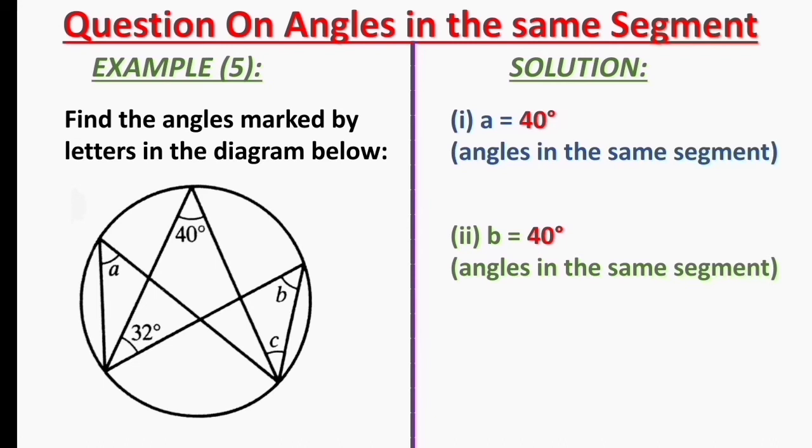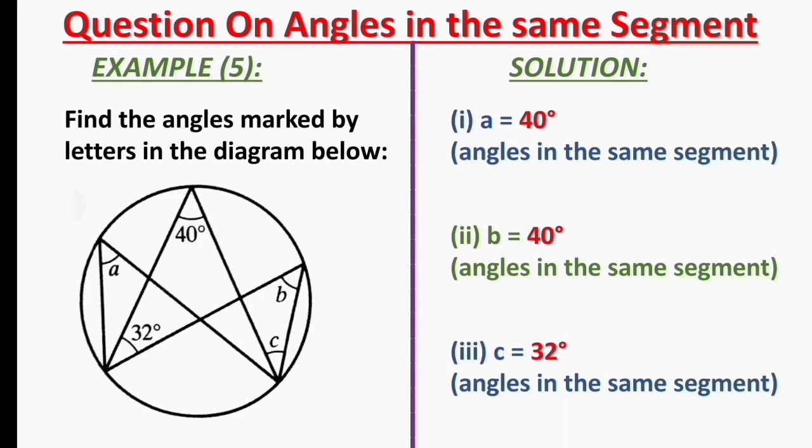Let's see if you got that right. From the solution, the angle at C should be 32 degrees because it's an angle in the same segment as the other 32 degrees in the diagram. I hope you got that question right.